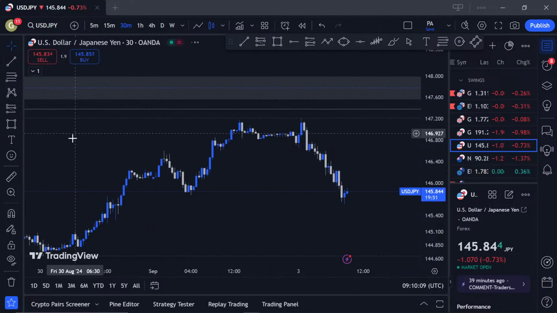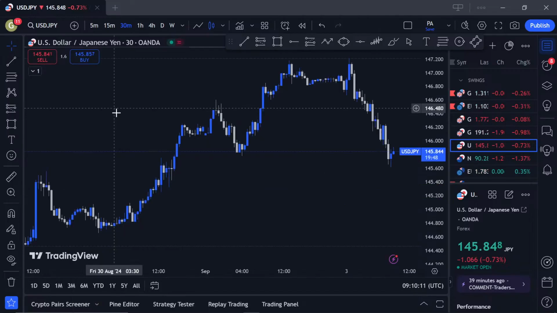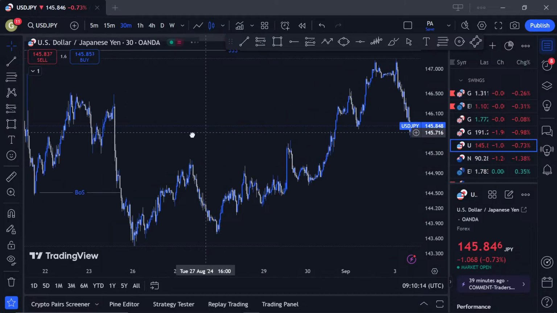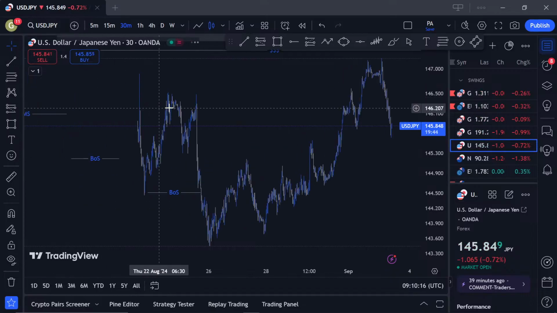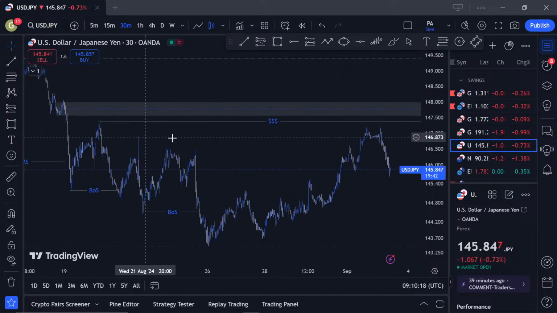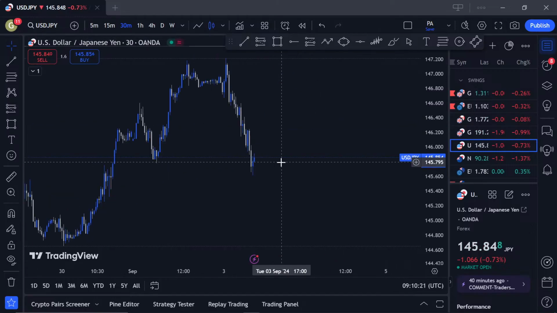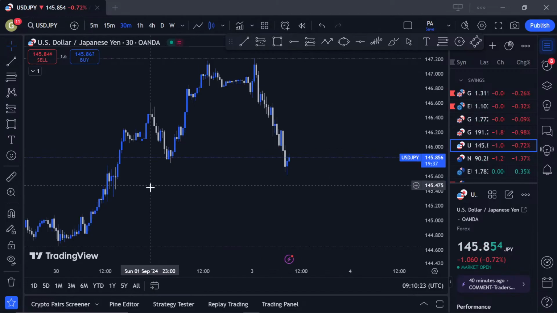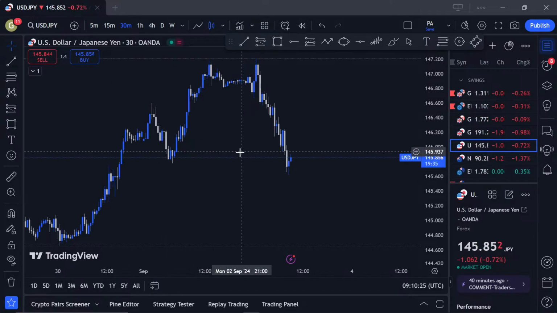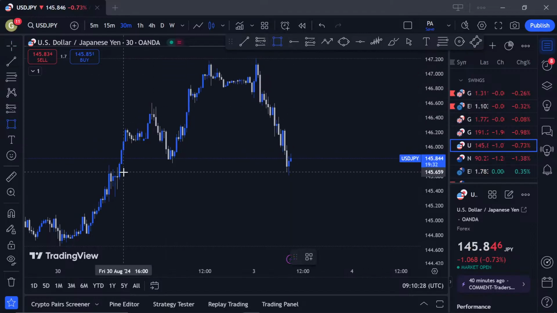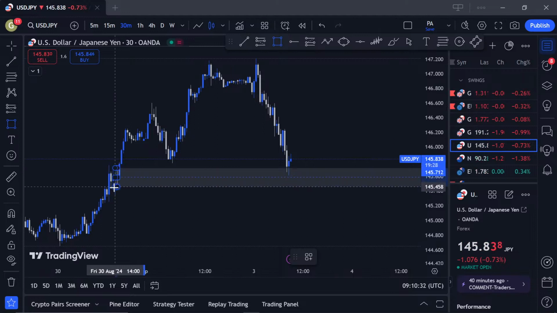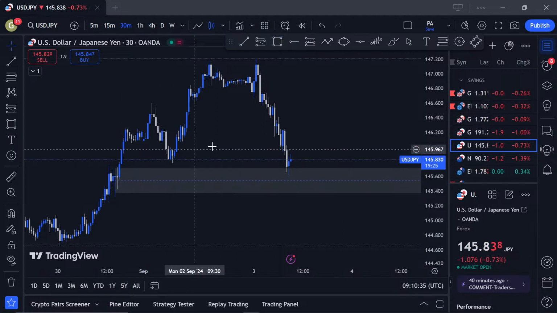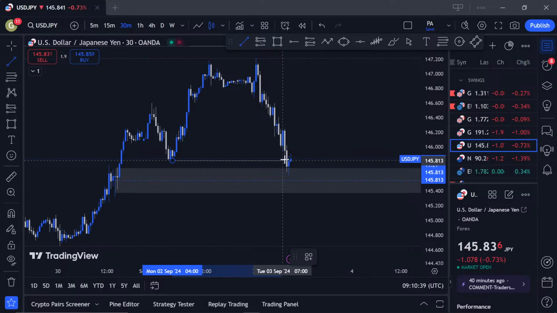Let me come back to the 30-minute time frame. Looking at the 30-minute time frame, here is the only place where we could say we have a demand level, which is where the market is sitting on right now. Here would have been our liquidity level.